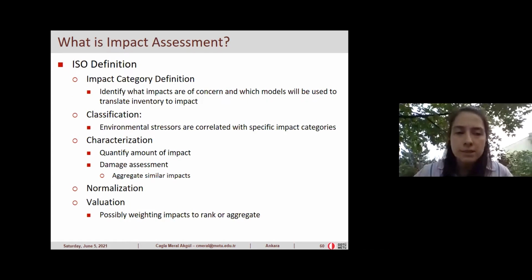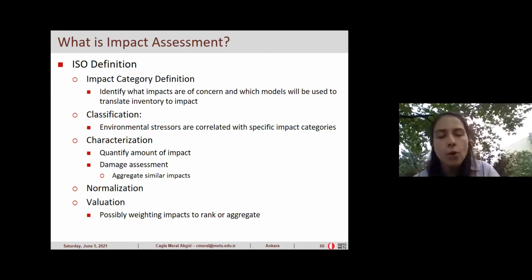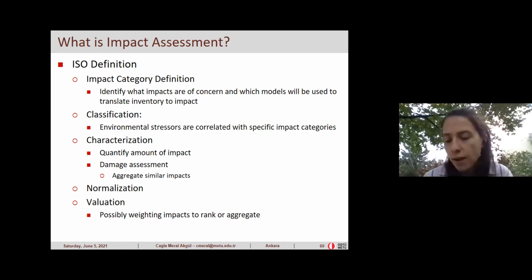What is impact assessment? Impact category definition. Basically, there are different impact categories. These identify what impacts are of concern and which models will be used to translate inventory to impact. Then we do classification. Environmental stressors are correlated with specific impact categories. We go to characterization. Basically, we quantify the amount of impact and we do damage assessment. Basically, aggregate the similar types of impacts. We do normalization and we do valuation. Valuation is possibly weighing impacts to rank or aggregate.